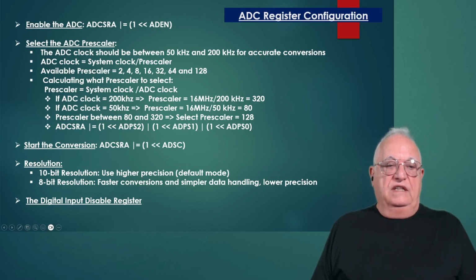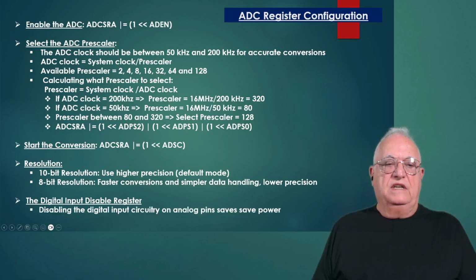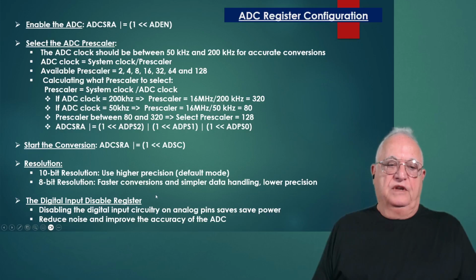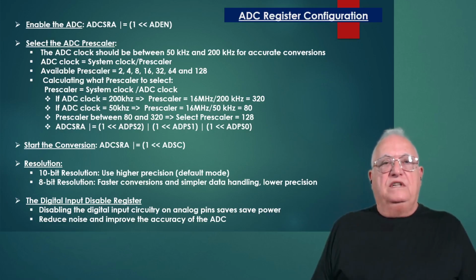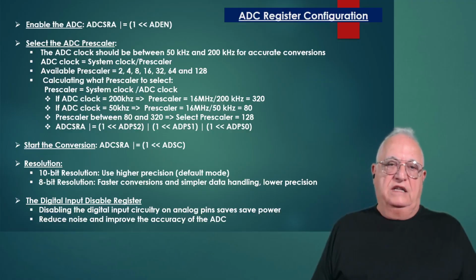Now we have the digital input disable register. Disabling the digital input circuitry on the analog pin saves power, reduces noise, and improves the accuracy of the ADC. What this says is when we do the analog to digital conversion, the signal coming into the processor is going to be analog. So therefore, we really should disable the digital part of that input.